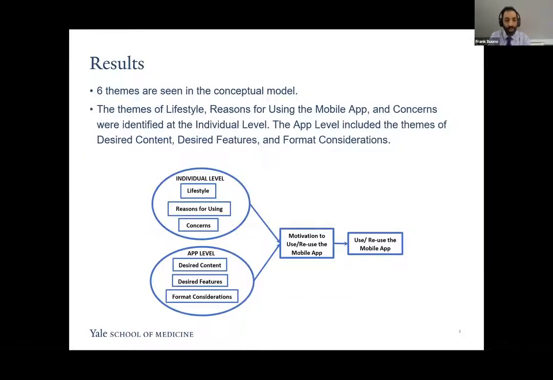So very quickly, I want to just talk about the themes that we had here. It broke down to 2 domains, the individual level and the app level. And within that, there were 6 themes that emerged. The first was lifestyle within the individual. The second were reasons for using, and third were concerns. And then within the app level, it would look at desired content, desired features, and format consideration, taking into account what we found.